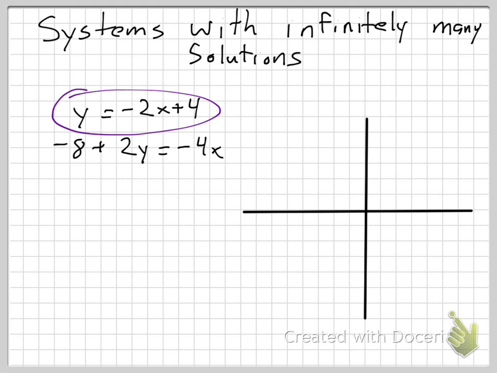So we're going to add, so we've got to do the opposite operation, so we're going to add 8 to both sides. This would add to 0, so that would go away, and this will leave us with 2y is equal to, we can't combine this because this 4 has an x and this 8 does not, so it's going to be negative 4x plus 8.